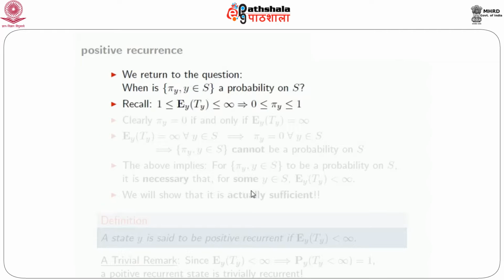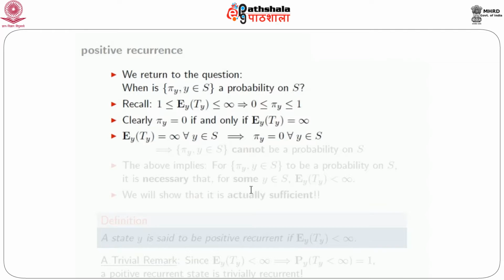So that's what I have said. Recall that since Ey Ty lies between 1 and infinity, both bounds included, pi y lies between 0 and 1, both bounds included. Also notice that pi y equals 0 if and only if Ey Ty is infinite, because that's the only way pi y would be 0.